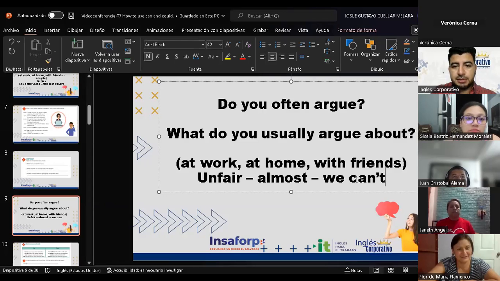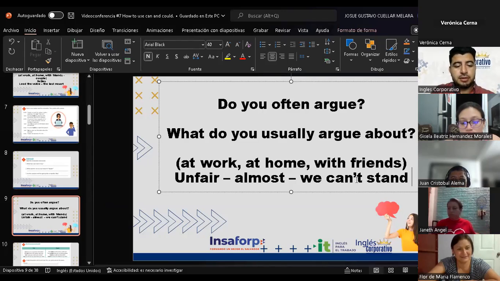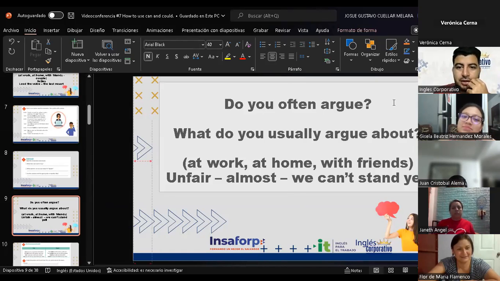Let me see. Can stand. Nosotros no soportamos. We can say when people yell. Yell es gritar. Shout. You can shout. Por ejemplo, help. ¿Verdad? Auxilio. Pueden gritar. But yell is when a person is speaking loud at you. La persona está gritando directamente a ti. So, that's really es feo. Yo no soy muy paciente cuando alguien me habla grosero.